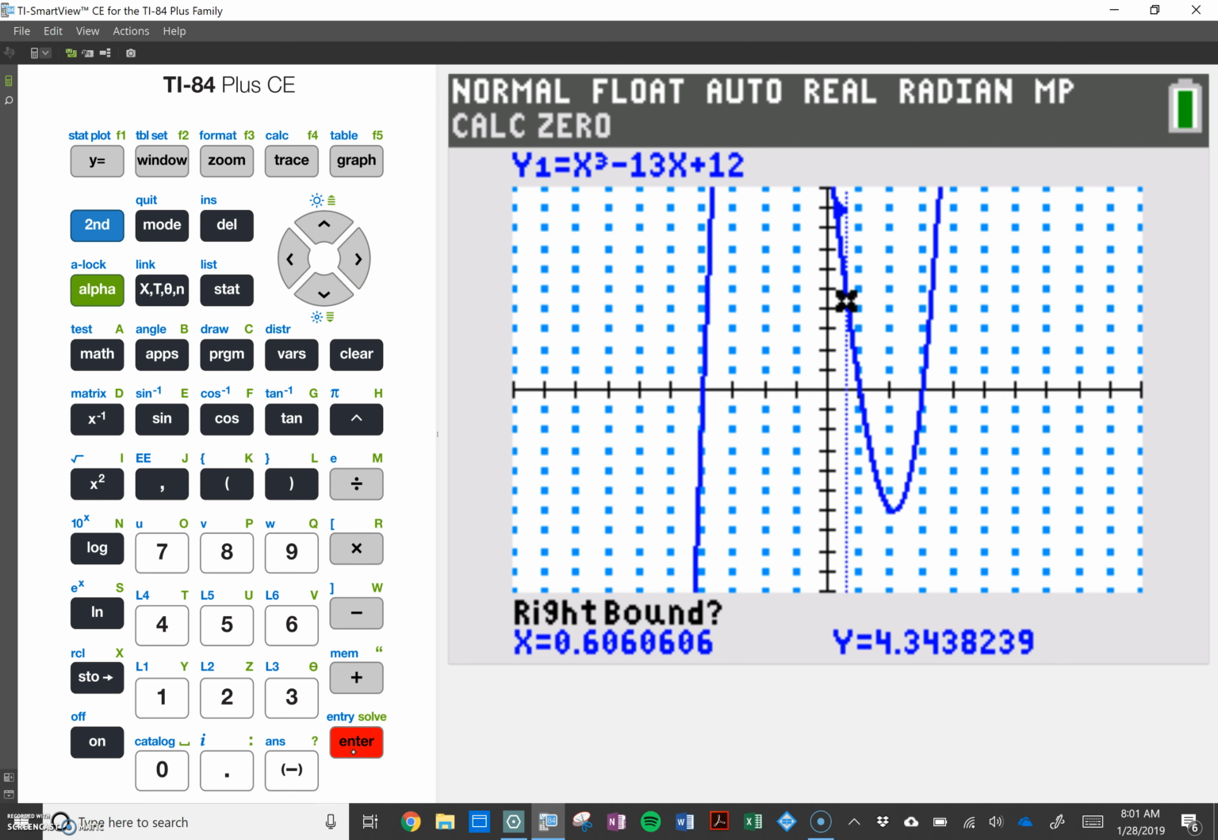and my little line appears with my arrow. I go a little bit to the right of it, hit enter a second time, guaranteeing that my intersection point is in between my arrows. I hit enter a third time, and once again I get x equals 1.